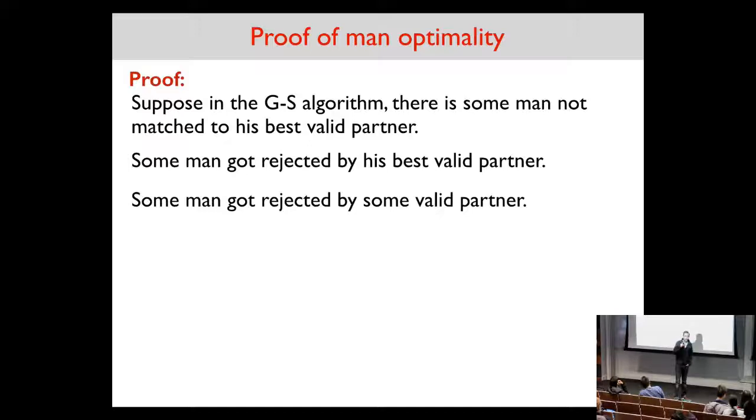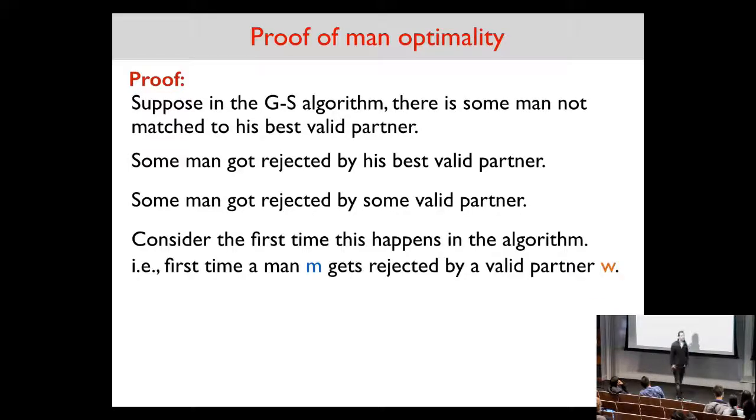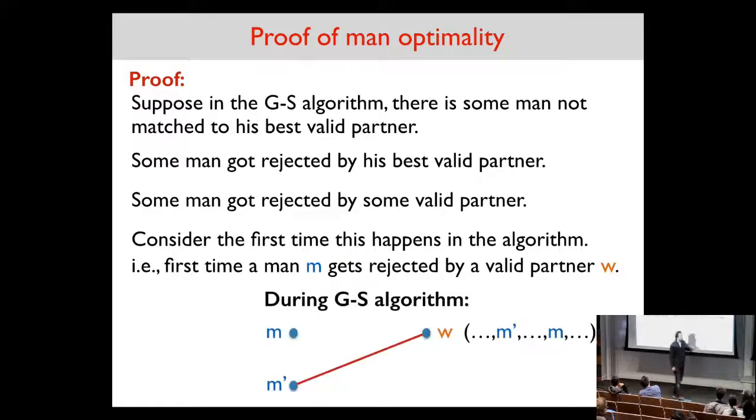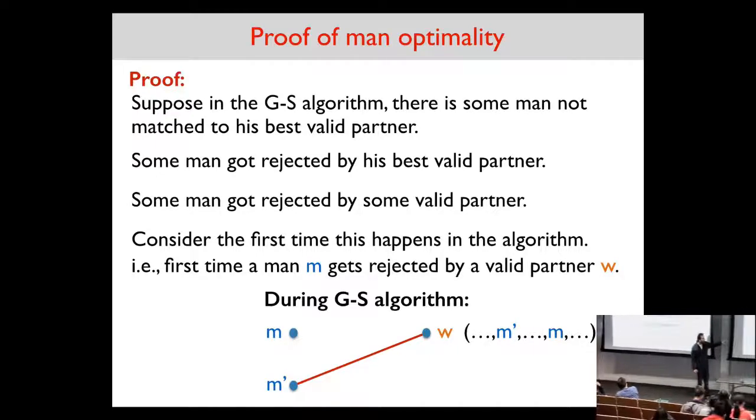And what we're going to do is look at the first time that this happens in the algorithm. Okay? Consider the first time this happens in the algorithm, that a man gets rejected by some valid partner. So let's say that man is M, gets rejected by a valid partner W. So something like this. So during the Gale-Shapley algorithm, M basically, well, there are two ways this could happen, okay?